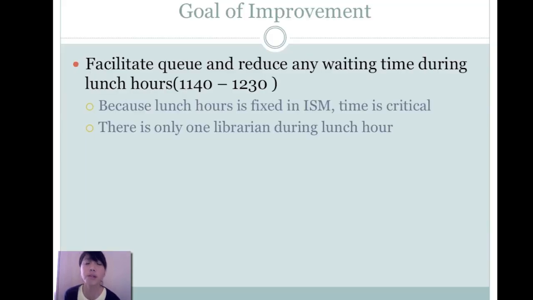Our goal of improvement for this book request service is to facilitate queue and reduce any waiting time during lunch hours, because lunch hour in ISM is fixed and time is critical for all. Furthermore, there is only one librarian during lunch hour, so it is very important for us to look into this process and make any possible changes if possible.